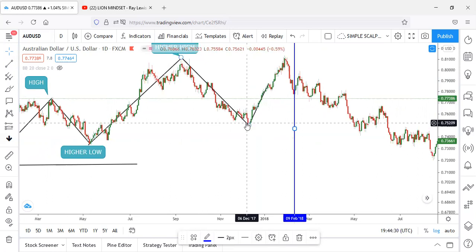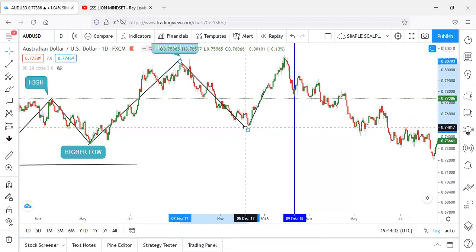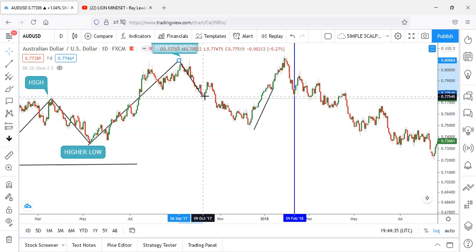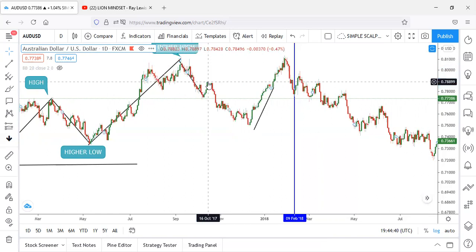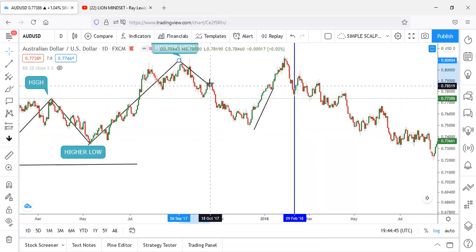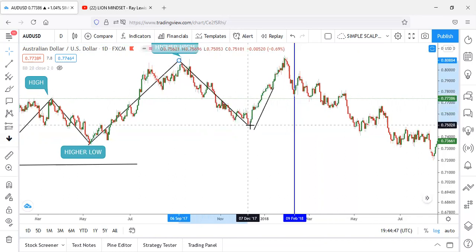Look at this area. We have a stop right here. Market pulled back a little bit, but yet it dropped right from this area again to this level.